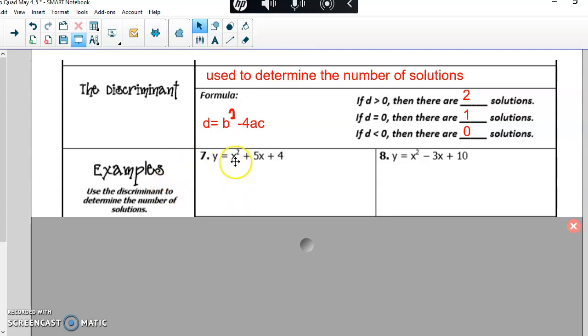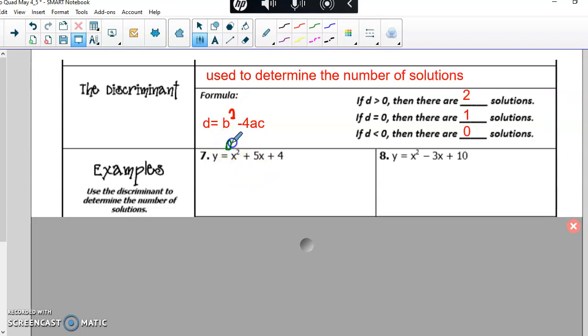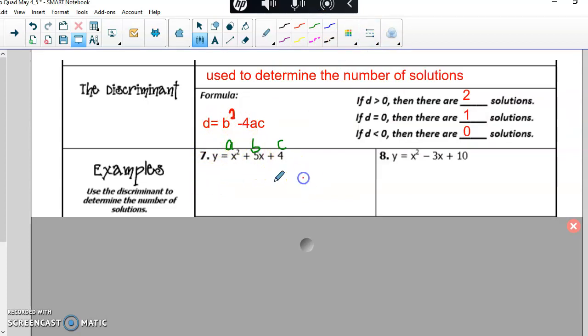So let's go through and practice some. The first thing we need to remind ourselves about is our A, B, and C values in our equations. The A value, remember, is represented by our very first number. Our B is represented by our second number, and our C is represented by our third number. So we are going to do B squared minus 4AC.